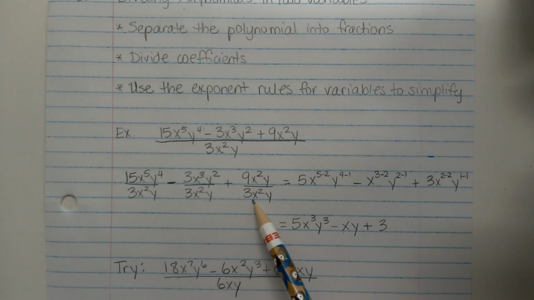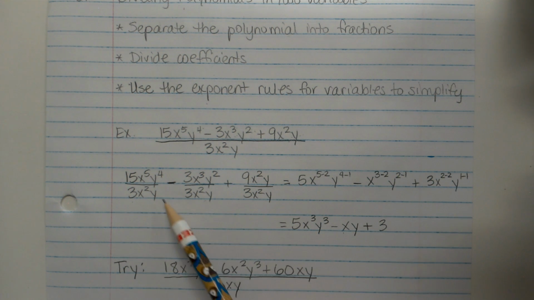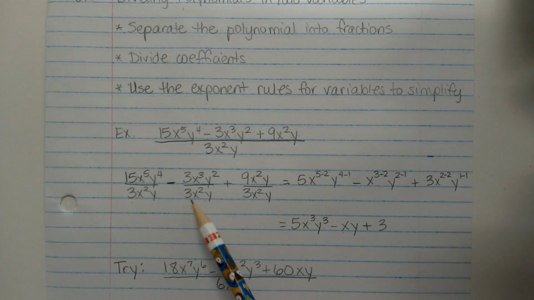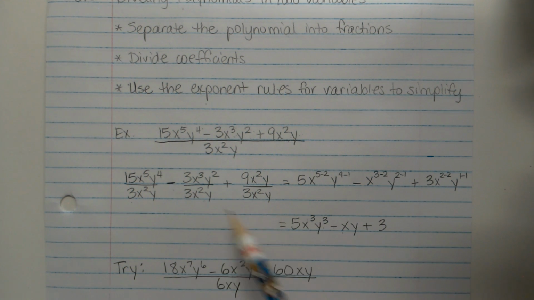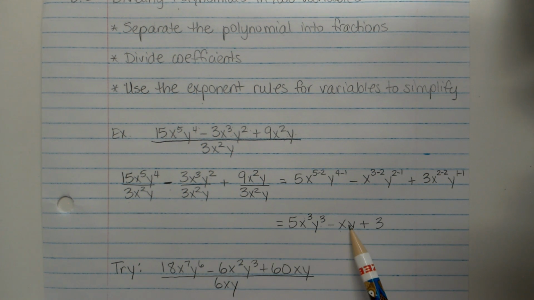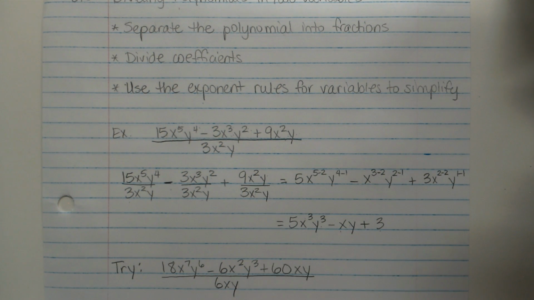That's what happened here. And then I went ahead and simplified. So 15 divided by 3 is 5. X to the 5th minus x squared is x cubed because 5 minus 2 is 3. Y to the 4th minus 1 is y cubed. There's a minus here, so we want to keep our minuses. 3 divided by 3 is 1. 3 minus 2 gives you a 1 as the exponent. Y squared divided by y is y. 9 divided by 3 is 3. And then the x squared and the y cancel.